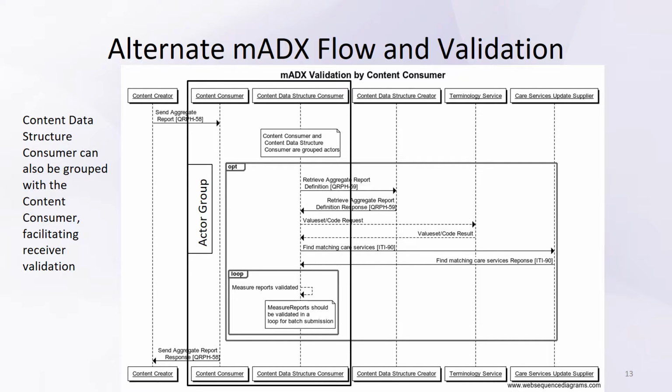An alternate flow for this is where the content consumer, the receiver of the aggregate reports, is doing the validation. In this workflow, the content creator submits the report, then validation is done by the content consumer before sending back the acknowledgement. Once again, this can optionally be done within a loop.